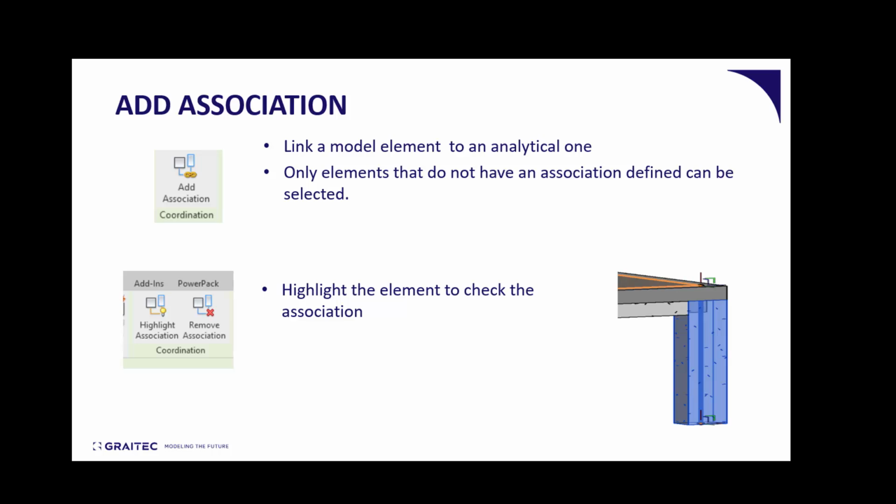You just need to click on the analytical member, for example, and after, the function Add Association is available. So you click on this function and you specify the element that you want to make an association with, and it will appear in blue when you want to check the association of the analytical element and the physical one. So that is really great.